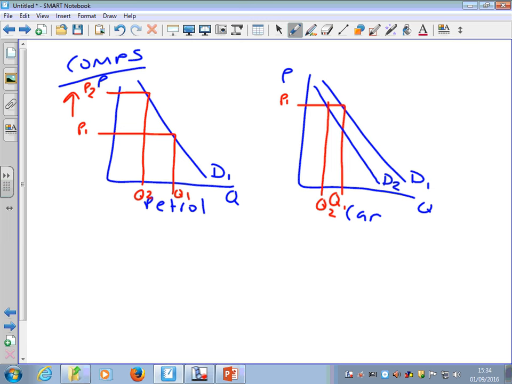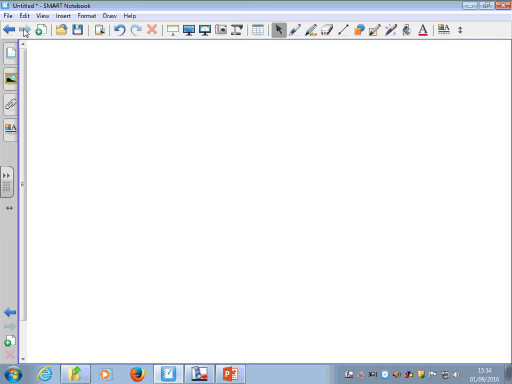Obviously, if the price of petrol were to fall, let's say down to P3, more people would buy petrol, and also because of that, you might find the demand for cars moves outwards. Suddenly, cars are more affordable so more people will buy them. When we draw two diagrams together like this in economics, we call it joint or double diagrams. Examiners love it if you can include these in your answers.